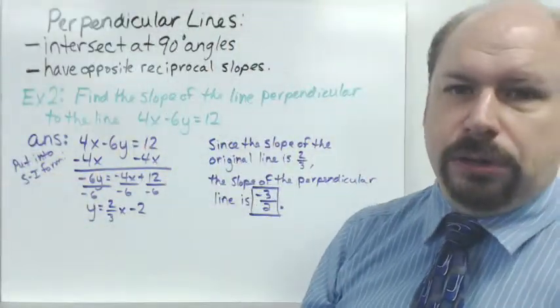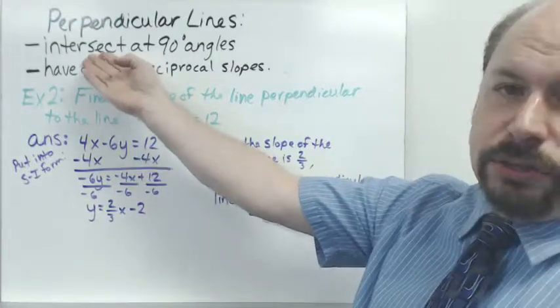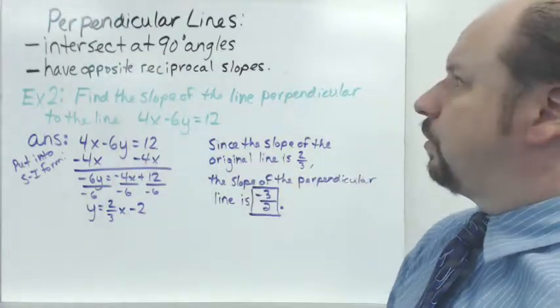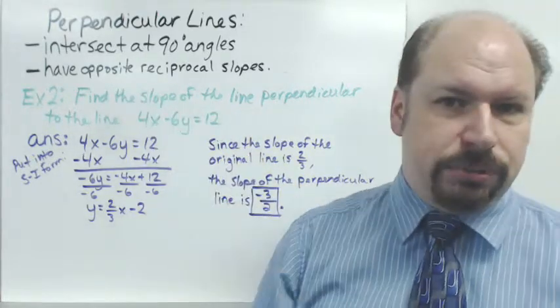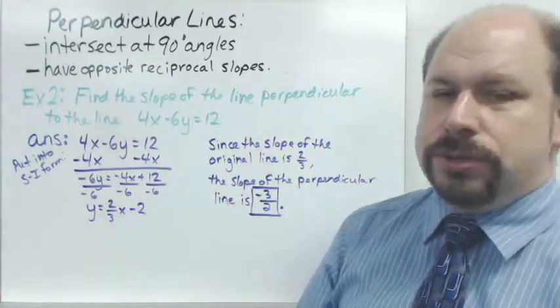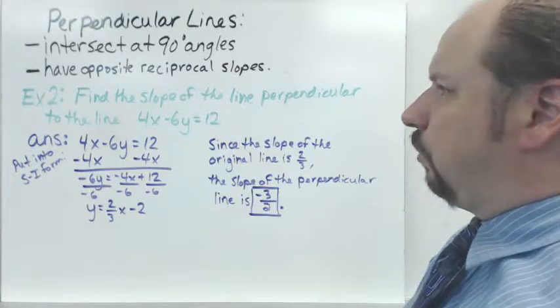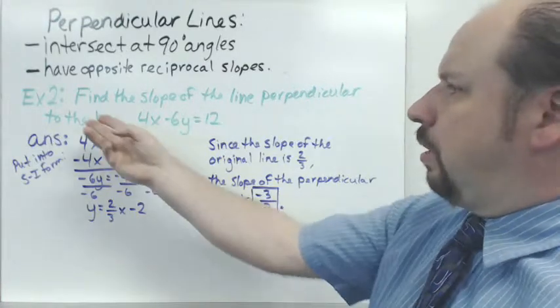Okay, now on to perpendicular lines. Perpendicular lines are lines that intersect at 90-degree angles. The slopes of those lines are always opposite reciprocals of each other. So I'll remind you what opposite and reciprocal are here in just a second.